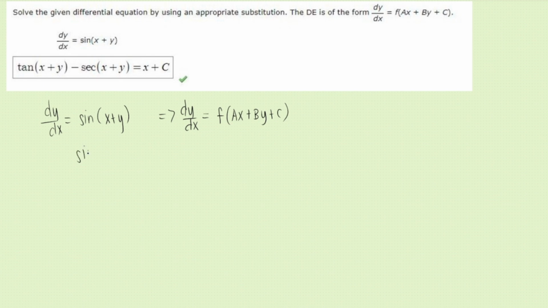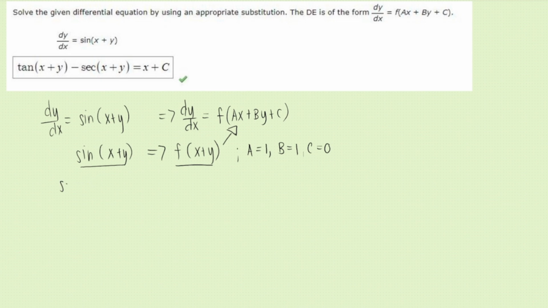Since our function, which is in terms of x plus y, has the same form as this one, only a has a value of 1, b has a value of 1, the coefficient of y, and c has a value of 0. So this function, sine of x plus y, is a function in terms of x plus y, which is basically in this form with these coefficient values.